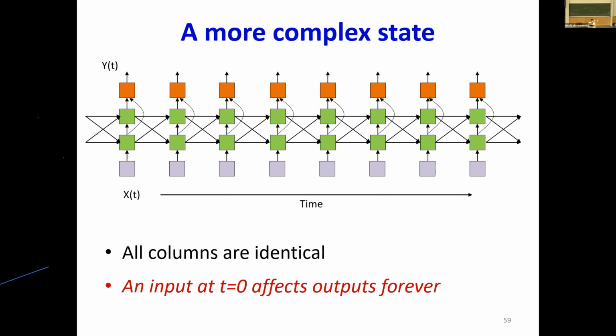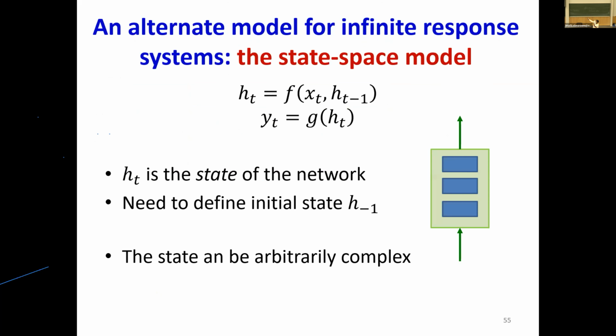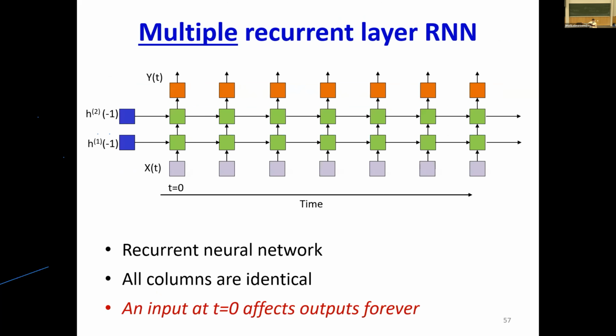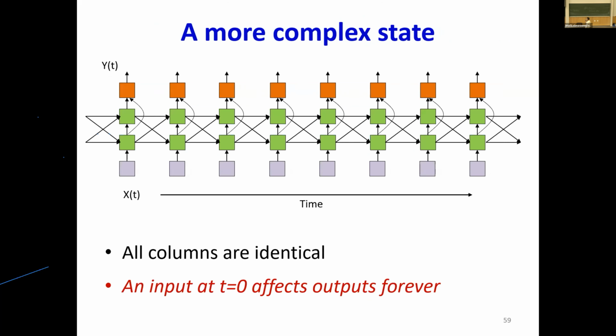So again, the real key to the model is this. You have a recurrent hidden state, and the recurrent hidden state can be arbitrarily complex. These are just recurrent hidden states of different complexity. That's about it.